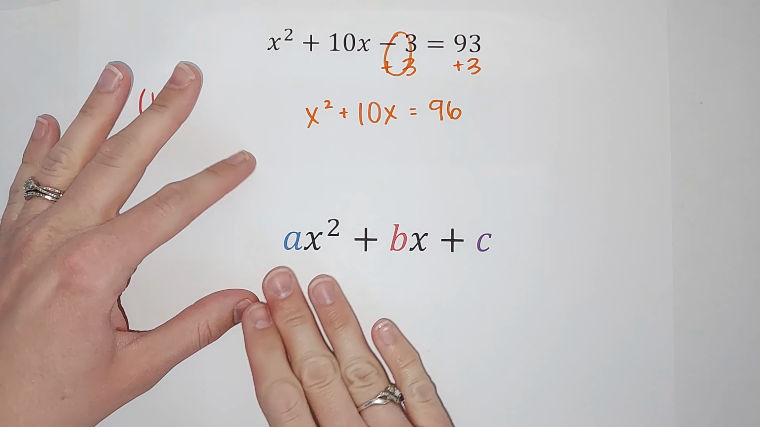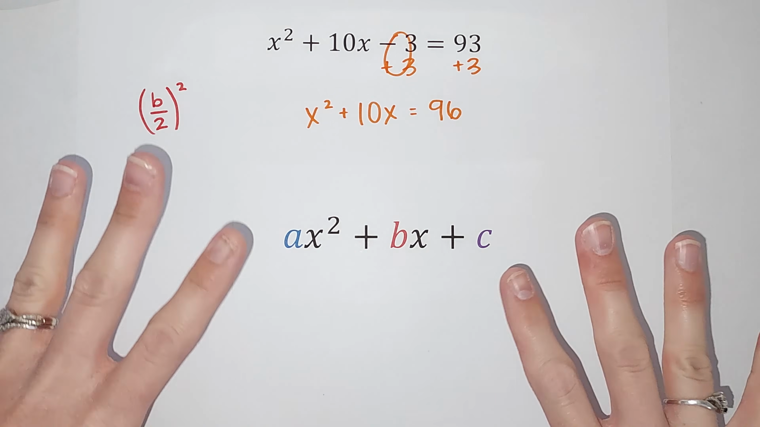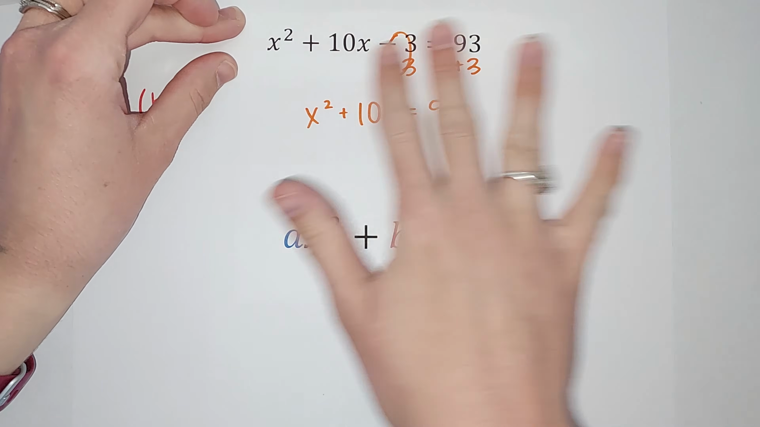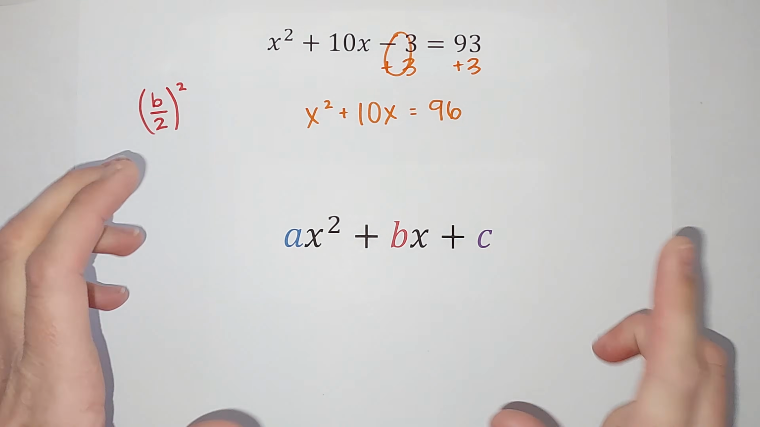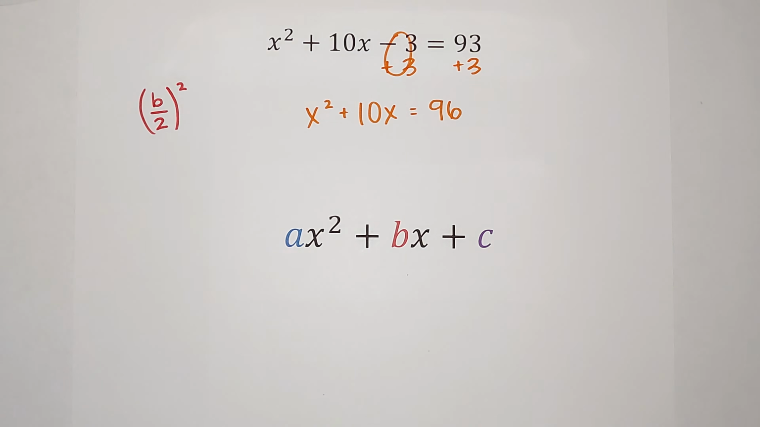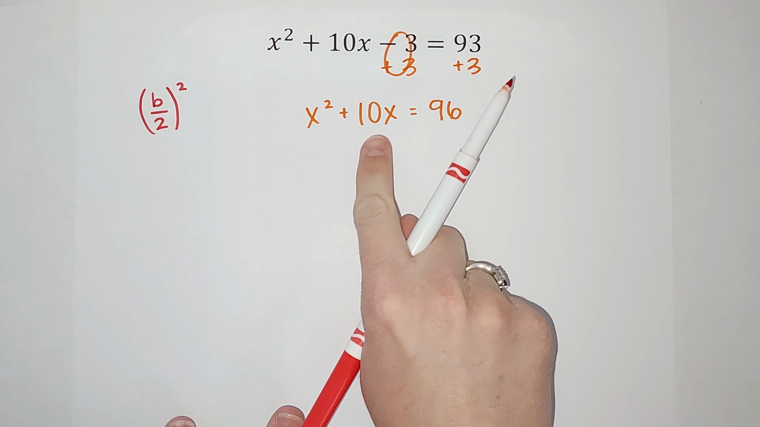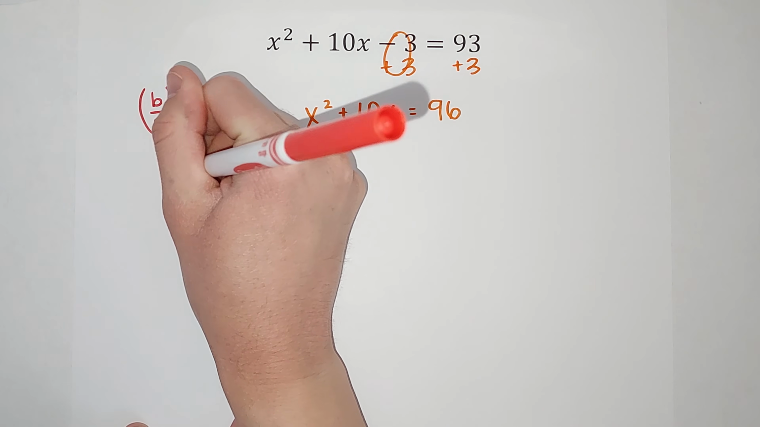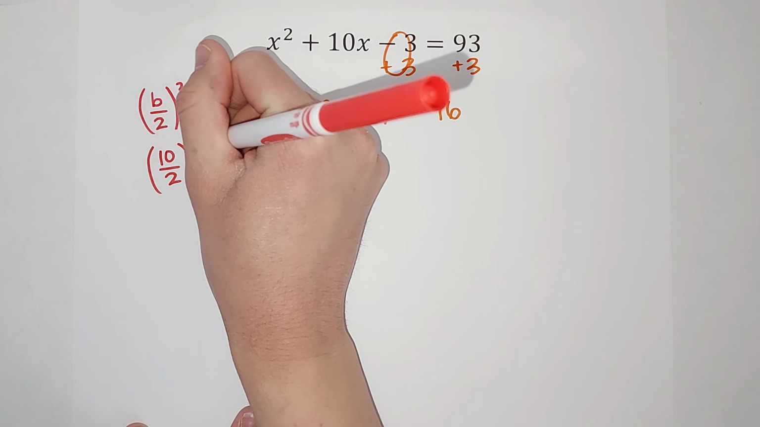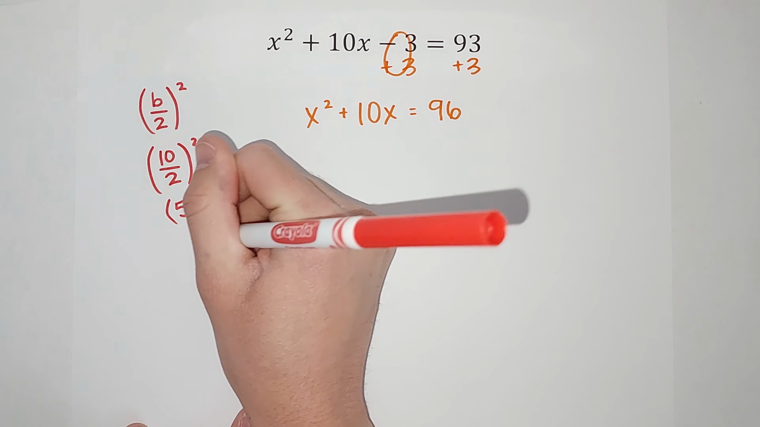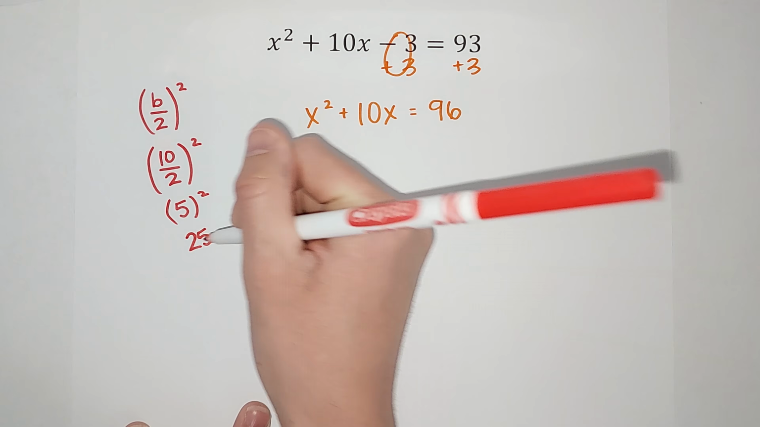Here is what our quadratic formula equations look like in standard form, right? So look at the beginning. If I had subtracted 93 from both sides, it would look just like this, right? Now, the b is the number in front of my x, okay? So whatever number is in front of your x, that is our b. So watch what happens when I take 10, divide it by 2, and square it, okay? 10 divided by 2 gives me 5, and then we square that and get 25, okay?